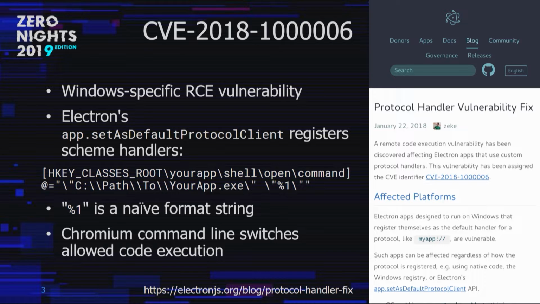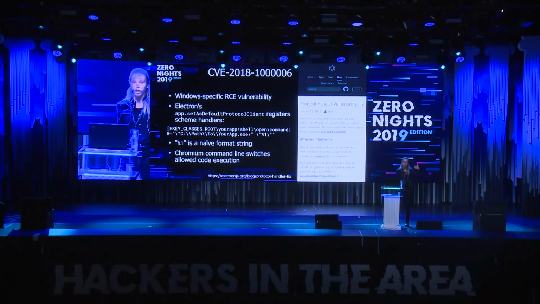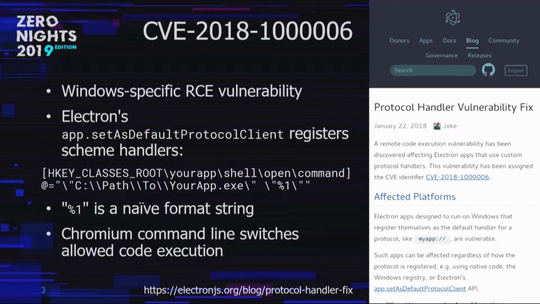But the way the API actually does its trick is by looking up a key in the Windows registry based on the scheme that's being registered. And then it sets a value to point to the executable that should be executed when one of those types of links is clicked. And in order to pass the actual URI to the executable, it uses a simple format string where you have %1, which would just then end up being replaced with the URI itself.